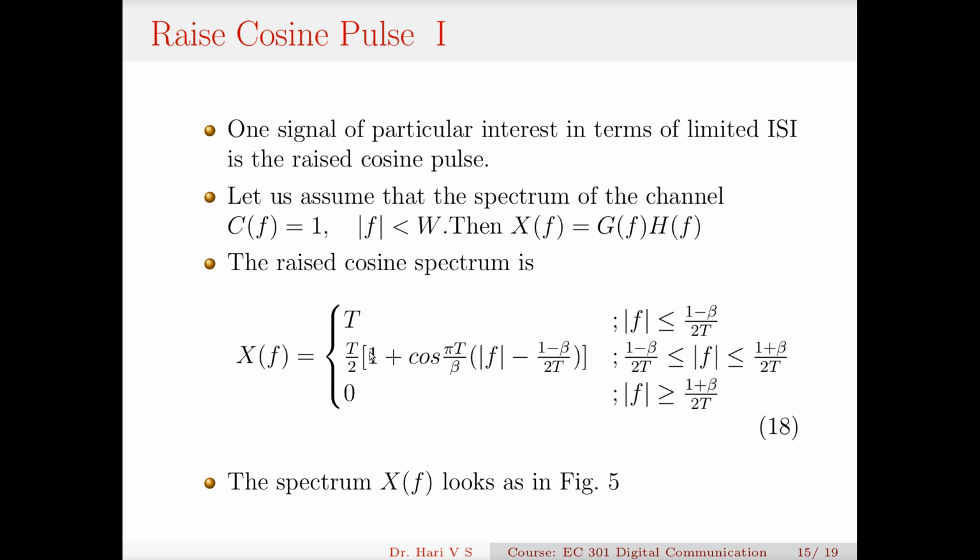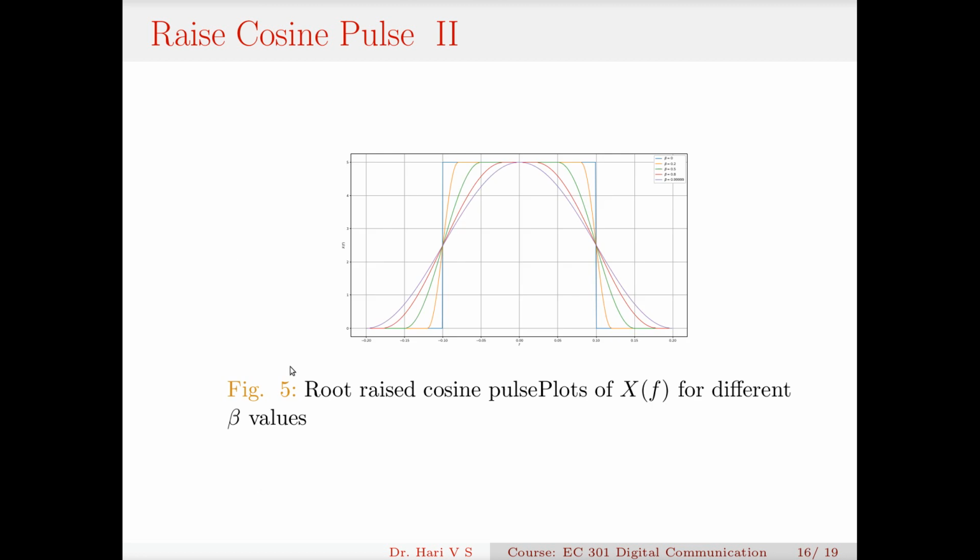That is nothing but g(t) convolution h(t), because I assume C(f) is 1, flat throughout our frequency range, so that c(t) is a delta function. So x(t) is nothing but g(t) convolution h(t).